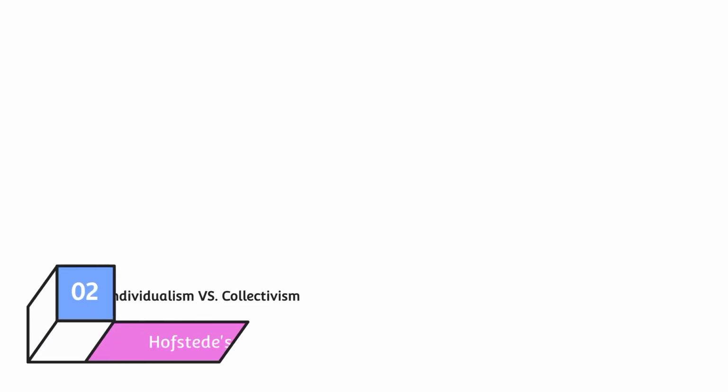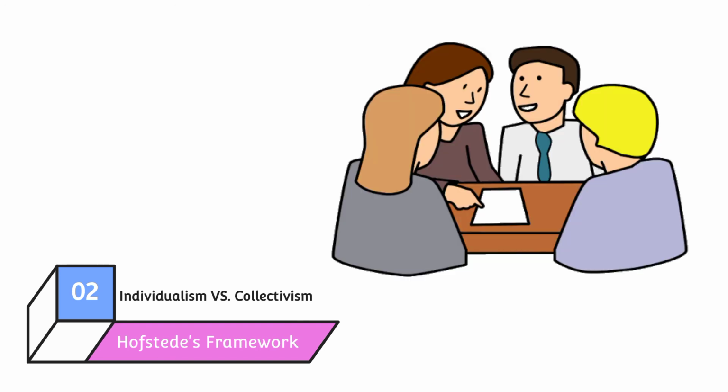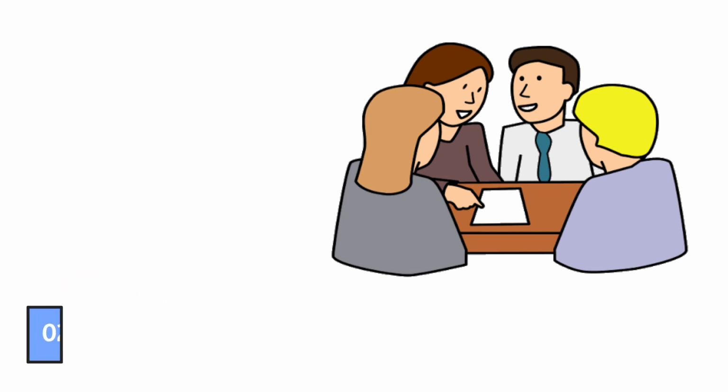Individualism versus collectivism. Individualism refers to the degree to which people are prepared to act as individuals rather than as members of groups and believe in individuals' rights above all else, while collectivism emphasizes a tight social framework in which people expect others in groups of which they are a part to look after them and protect them.